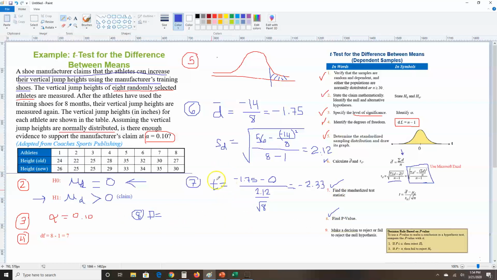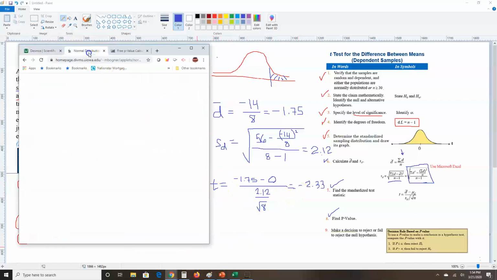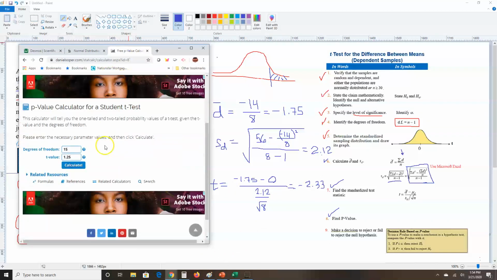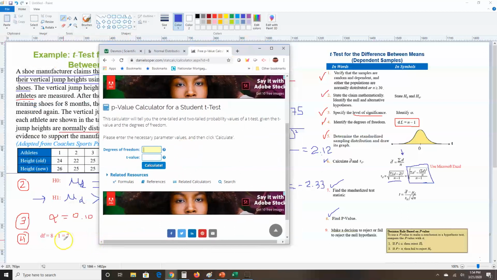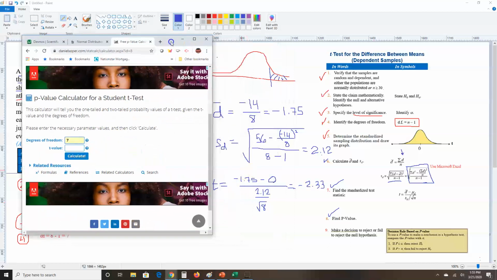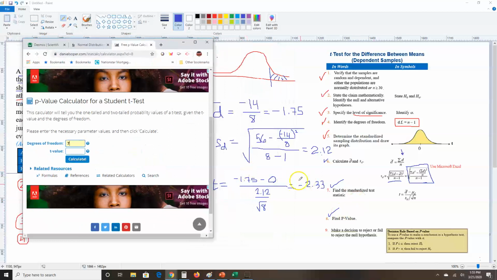How do you find p? Well, look at the formula in step 7. It's a T equals. That means you're using the T calculator. Don't use this one. This is for Z. We're going to use the T calculator. Okay, so I need to fill in these 2 boxes. My degrees of freedom, we did that. That was step number 4, which is 7. Then the next box is my T value. That's what we did in step number 7. That's negative 2.33. And click calculate.